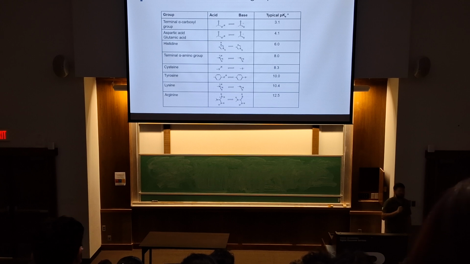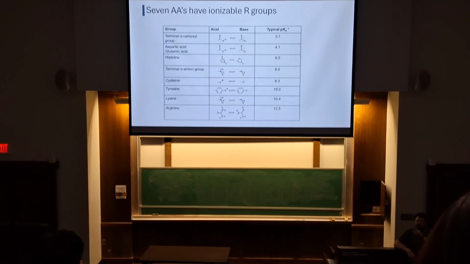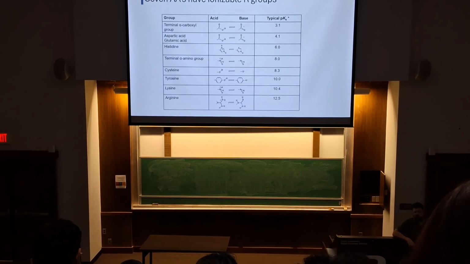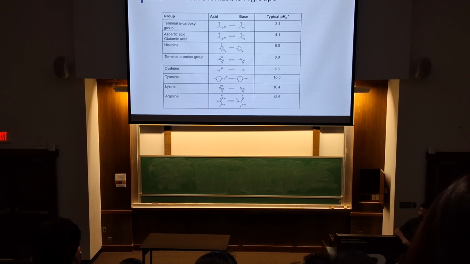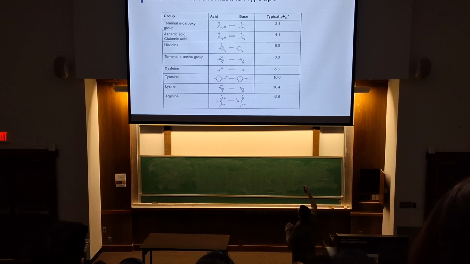Now here, histidine is an example of an amino acid with an ionizable side group, but there are actually 7 amino acids that have ionizable side groups. All 20 are going to have the ionizable alpha amino group and the ionizable alpha carboxyl group, but 7 of them also have an ionizable proton in the R group, in the functional group. And those are aspartate and glutamate, right? These have a pKa of about 4. Histidine, again, a pKa of about 6. Cysteine, pKa of 8.3. Tyrosine, 10. Lysine, 10. Arginine, 12.5.